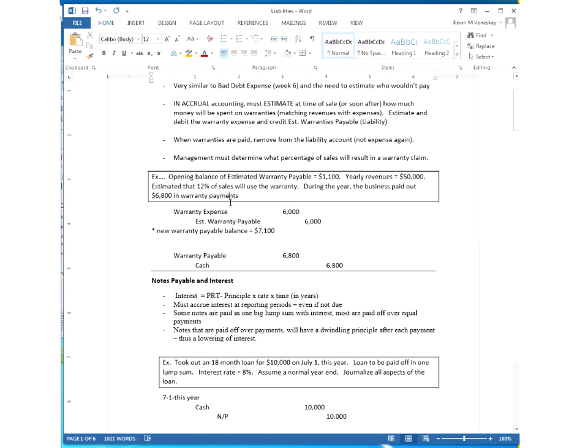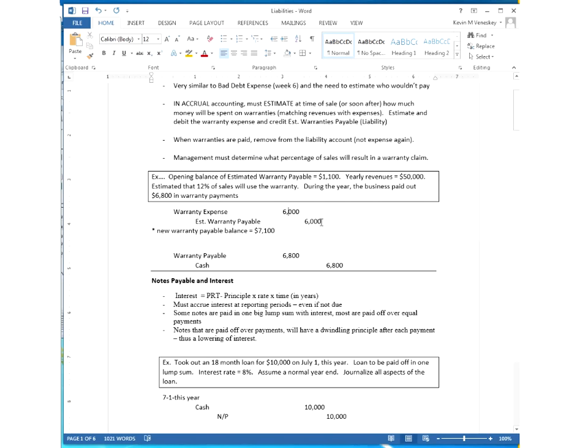And then the final thing I tell you is during the year we actually had $6,800 in warranty payments sent out. So this is our adjusting entry. This would be to show, all right, if we made $50,000 in sales, how much did we need to record as a warranty expense? So all I did is take 50,000 times 12%, and you get $6,000.